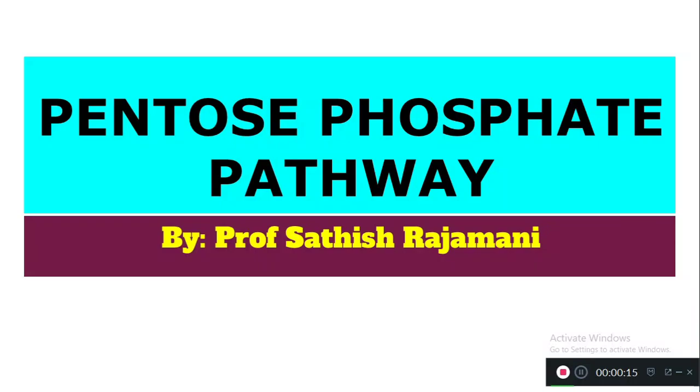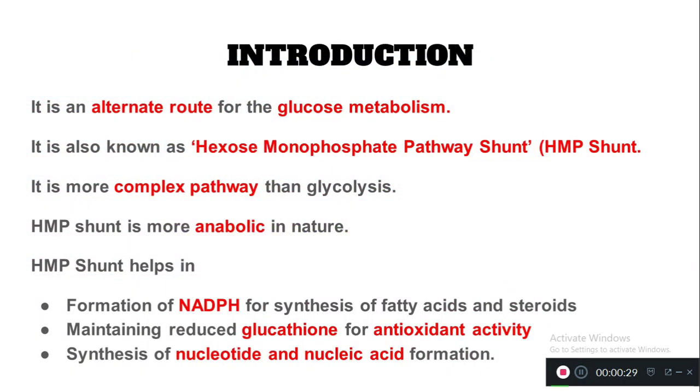In today's lecture, we are going to see another important topic in the carbohydrate unit, that is the pentose phosphate pathway, triple P. Let's go into the topic now. It is an alternate route for glucose metabolism. It is also known as the hexose monophosphate pathway shunt.